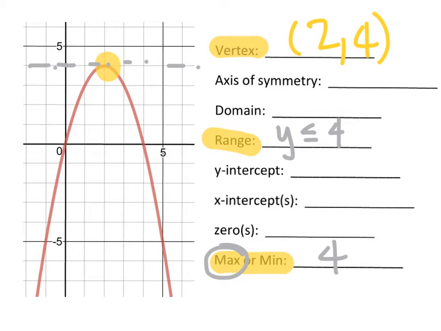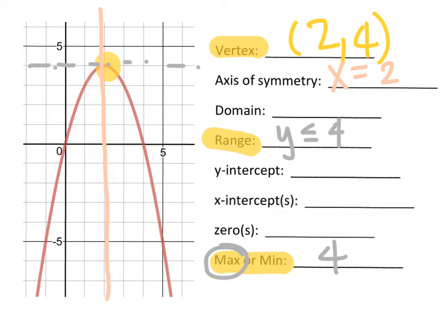It's the biggest one. So my graph is everything that's less than 4. The next thing I know also from my vertex is my axis of symmetry. It's the line that goes through the middle of the graph. And this is going to be the equation x equals, because it crosses the x-axis right here, at 2, so it's going to be x equals 2.